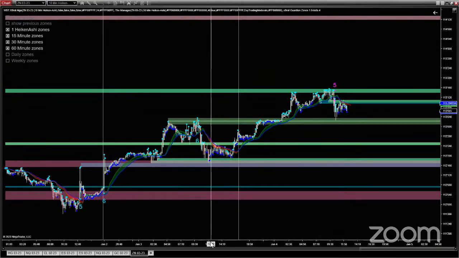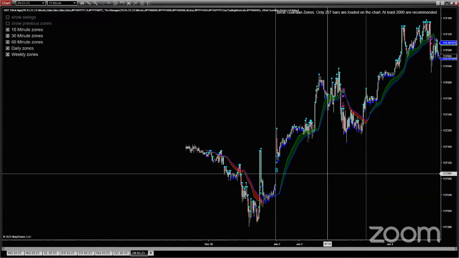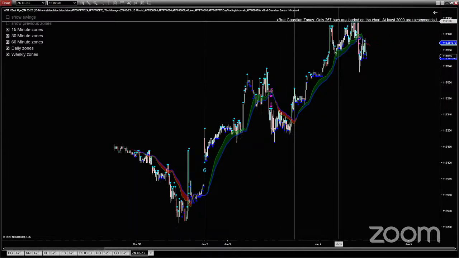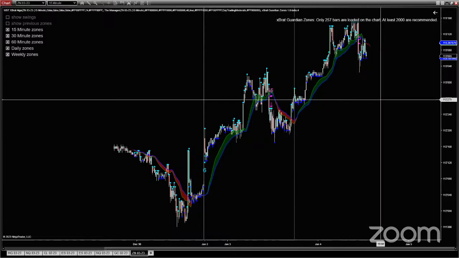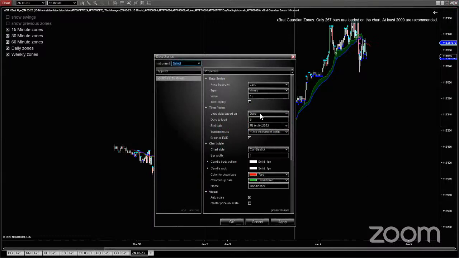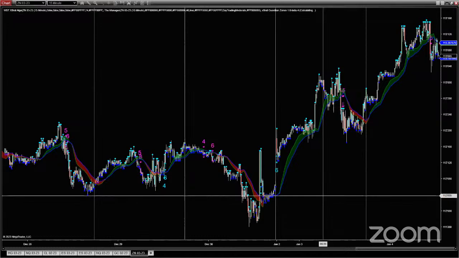Okay, we can, for example, now if I go to just the 15-minute, you can see now, look, I've changed time frames, but it says only 257 bars are loaded. You need at least 2000. So we right click, we go to data series, we click bars, go to 2001, click apply, and it'll work out those Guardian zones on the 15-minute time frame.